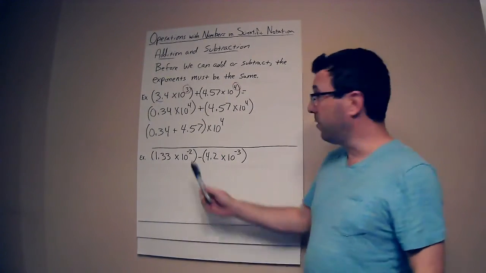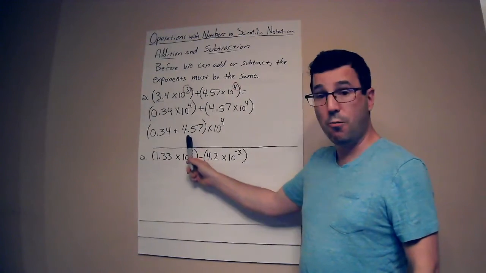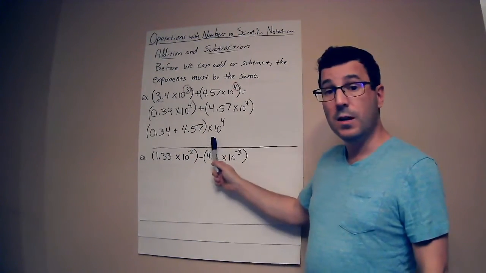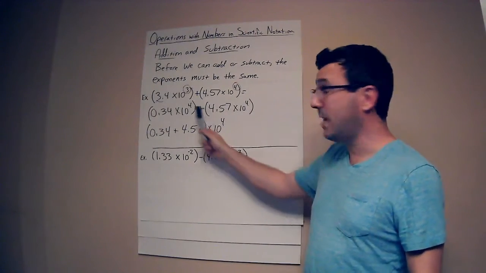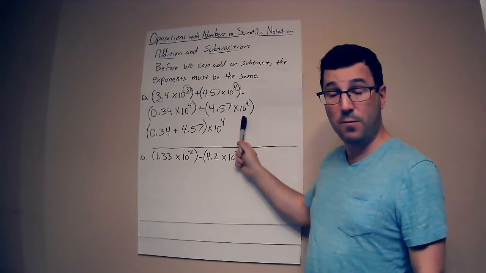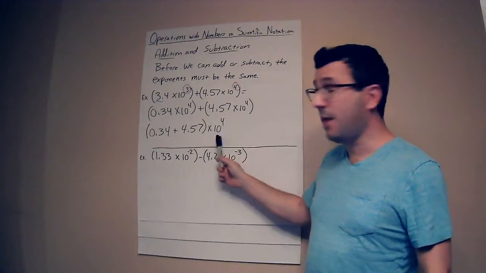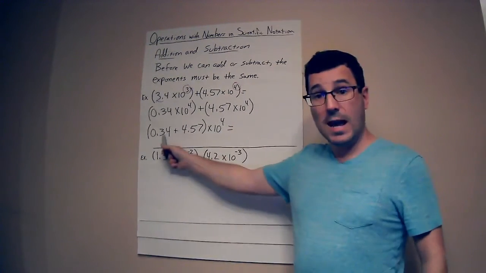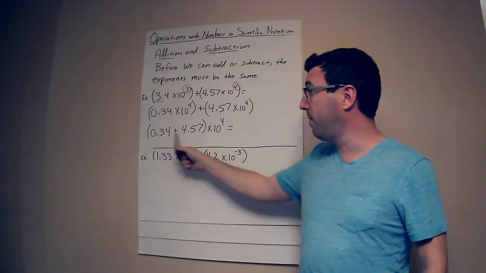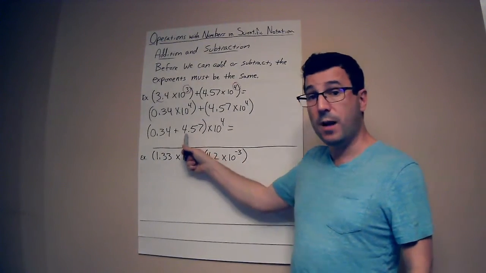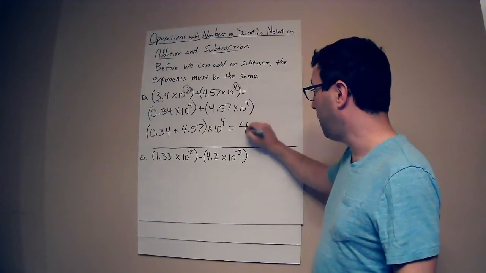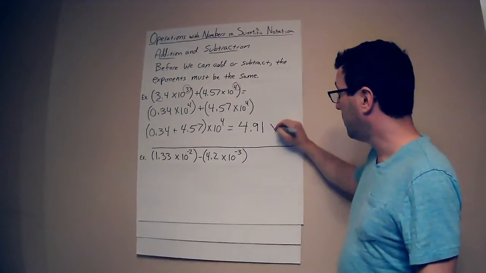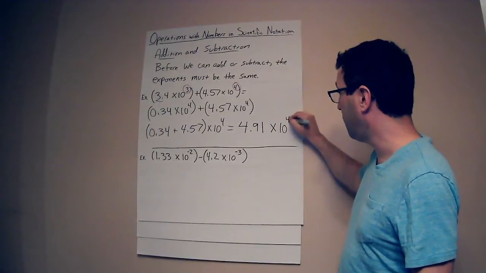So all I was doing was I wrote 0.34 plus 4.57 and 10 times 10 to the fourth, because now since they both have the same power of 10, I only need to have it there once. So when I add these two together, 0.34 plus 4.57, we get 4.91. Keep the power of 10, times 10 to the fourth.